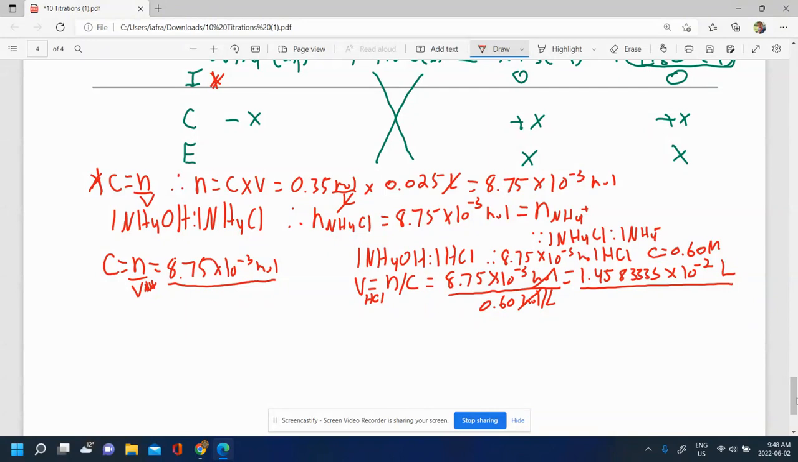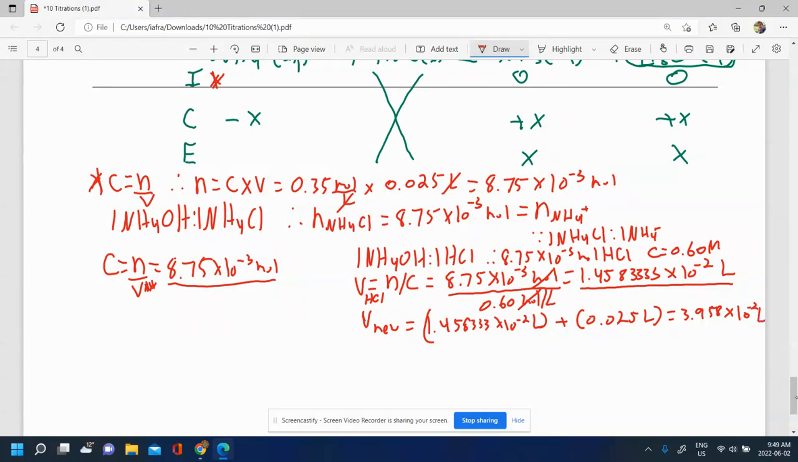So our new volume, V2, or V total, is equal to 1.45833 times 10 to the power of negative 2 liters plus 0.025 liters. We want to make sure it's in liters because we're doing molarity. That is 3.958 times 10 to the power of negative 2 liters.